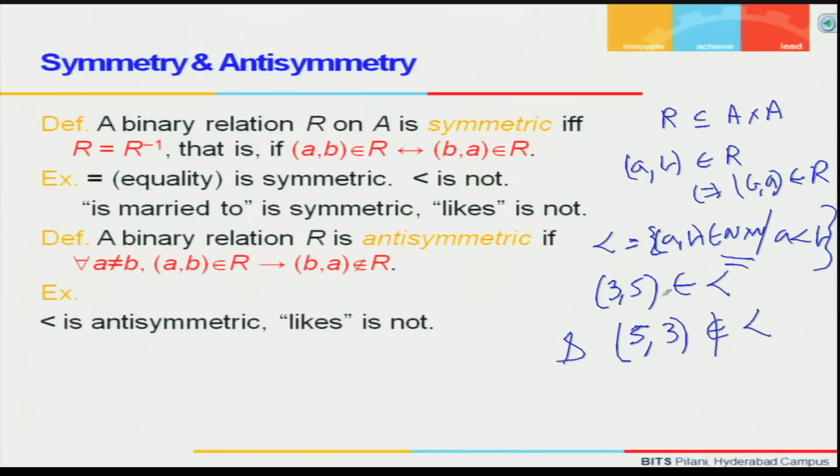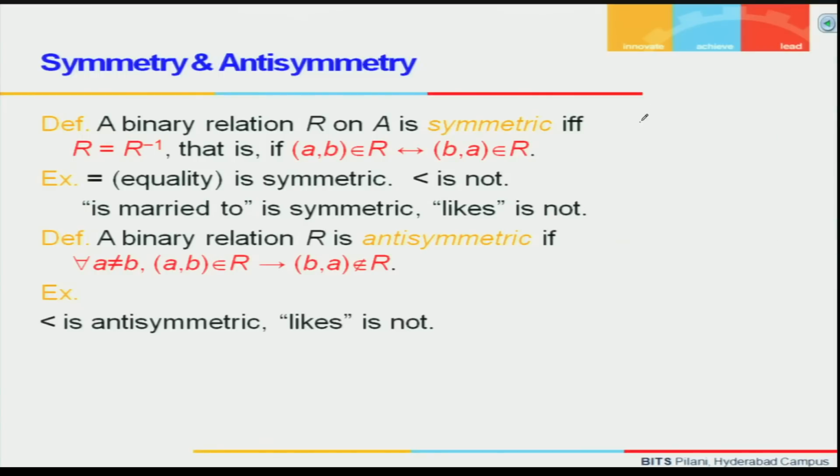So now you have got a tuple which is there in the relation less than, and its inverse, that is 5 comma 3, is not there in the same relation. Hence we say this is not symmetric. For it to be symmetric, if A comma B is in the relation, then B comma A also should be in the same relation. Then I say that relation is symmetric, otherwise not. Less than is not a symmetric relation.